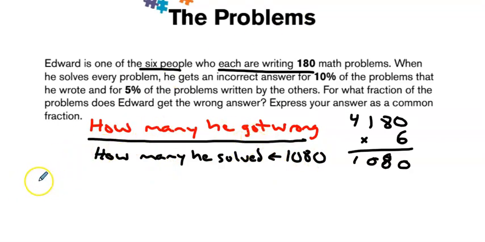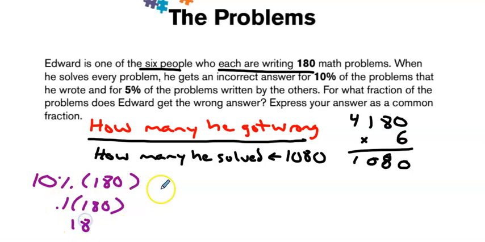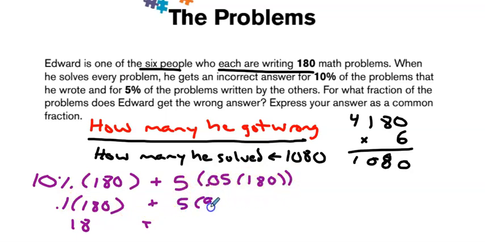He got an incorrect answer for 10% of the ones that he wrote. So 10% of 180, which is 18. And for each of the 5 other people's problems, he got them wrong 5% of the time, so half of the other number we got. So if I already knew that 10% of 180 is 18, 5% of 180 is going to be only 9, half of that. And 5 times 9 is 45. So how many problems did he get wrong altogether? 18 and 45 makes 63.